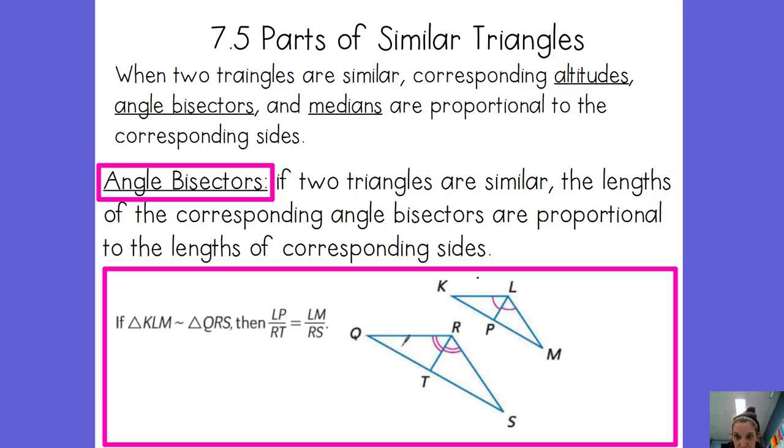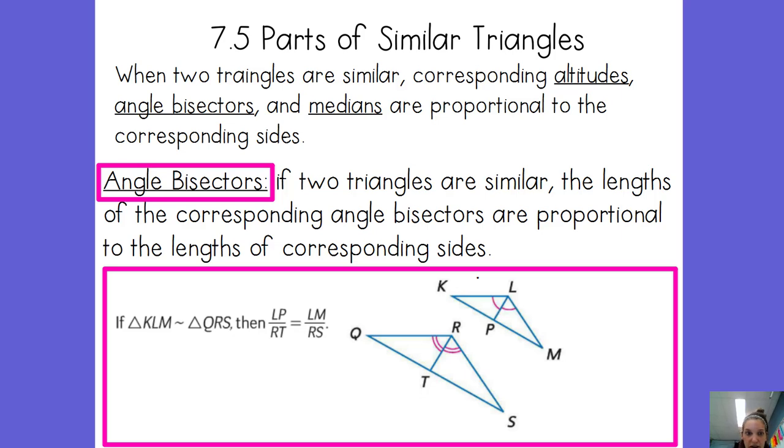If two triangles are similar, then the lengths of their corresponding angle bisectors are going to be proportional to the lengths of their corresponding sides. If we look in this picture, we know that LP is an angle bisector because of the curvies. We know that RT is an angle bisector because of the curvies. So these two triangles are similar. That means that the ratio of their angle bisectors to each other is going to be the same as the ratio of their sides.